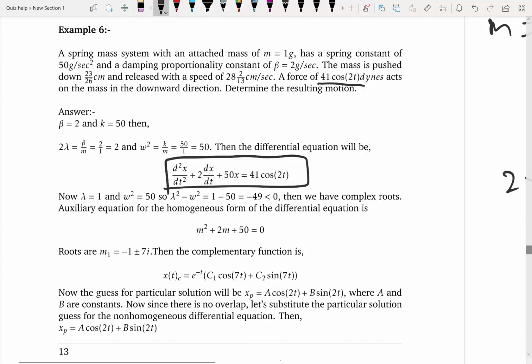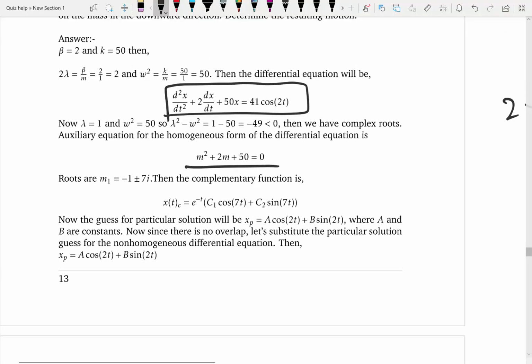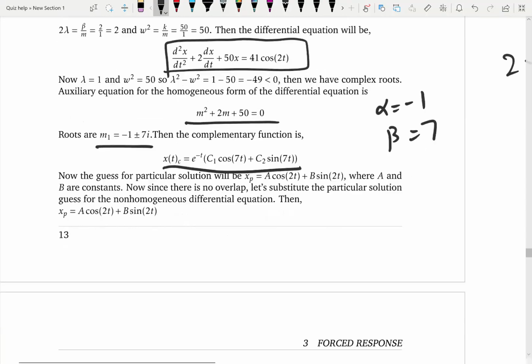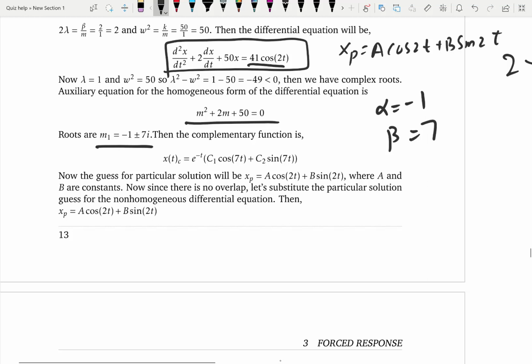Okay, so what we do is we write the auxiliary equation here. First we solve the homogeneous differential equation and we get roots. Alpha is -1, a complex root, beta is 7. So this is the complementary solution. Now we need to come up with a guess for the particular solution. The right hand side is a constant times a cosine term, so your guess will be A cosine 2t plus B sine 2t. So you take both cosine and sine into account, right? We saw that earlier in section 4.4.